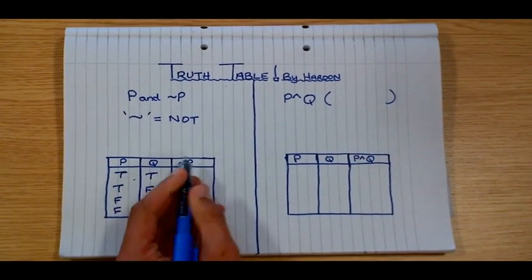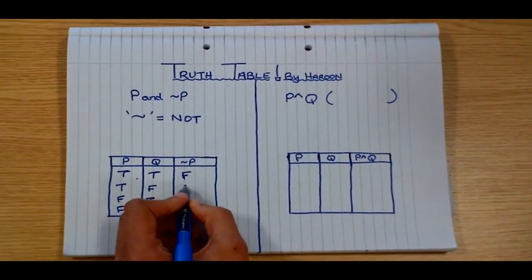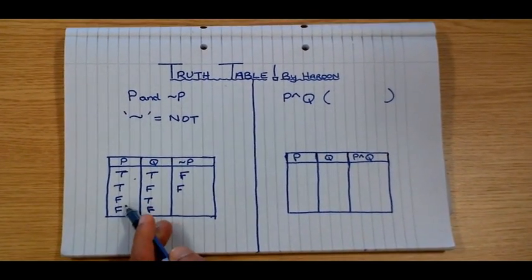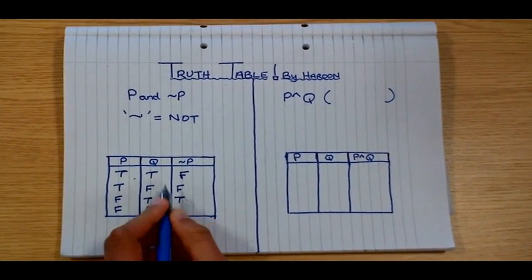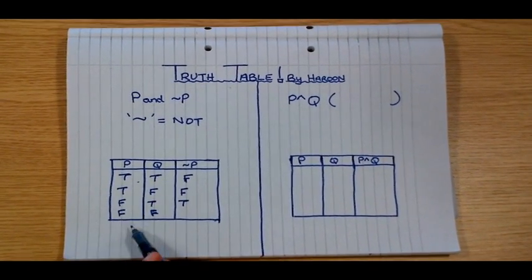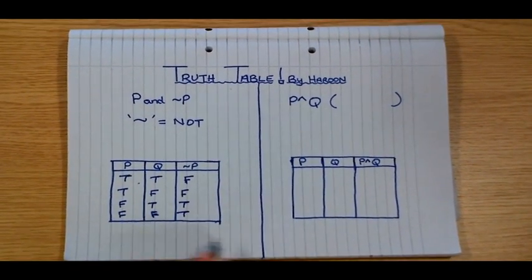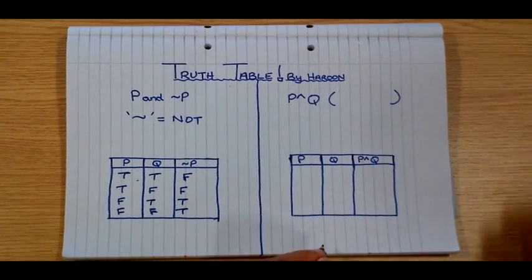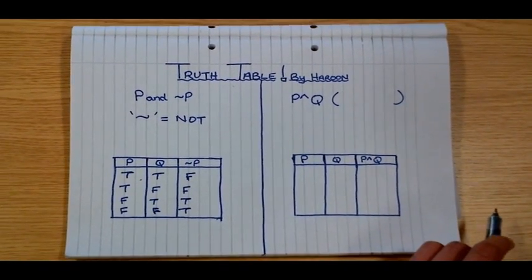So true in P would be false in not P. True again must be false. False in P is true in not P, and false in P once again is true in not P. Moving on, the second example is P and Q.